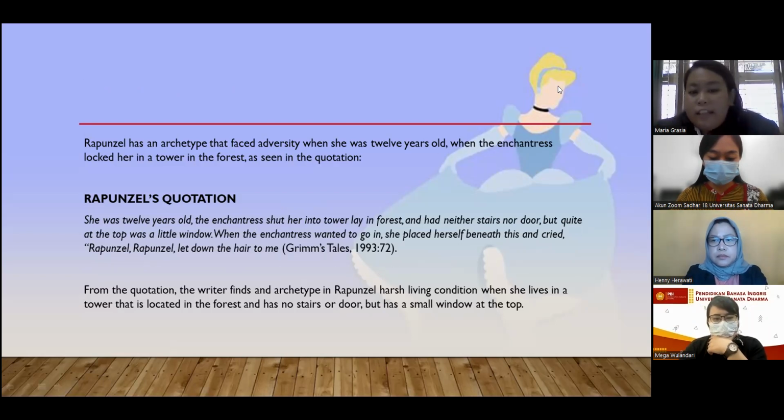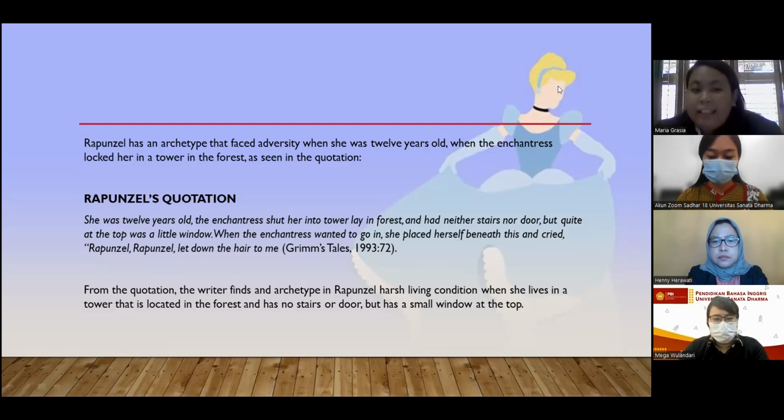The enchantress shut her into a tower which lay in a forest and had neither stairs nor door, but quite at the top was a little window. When the enchantress wanted to go in, she placed herself beneath it and cried, Rapunzel, Rapunzel, let down your hair to me.